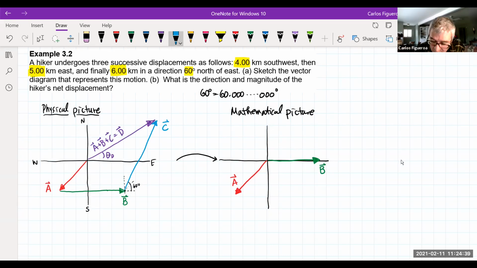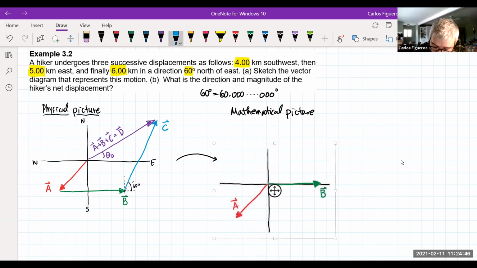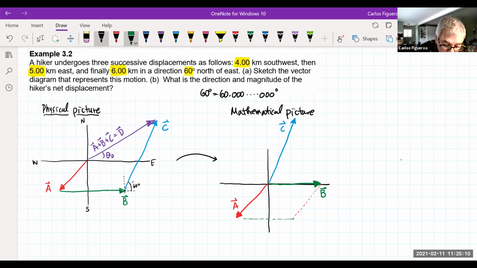And ooh, I can see that I'm going to run out of space, so I'm going to move this down just a little bit. If I look at this guy here, my blue vector is going to be at 60 degrees, so it's going to look something like this. And so there's my C vector. Then if I use the parallelogram rule, I go down to here, I go this way, and then I have a resultant vector right there.